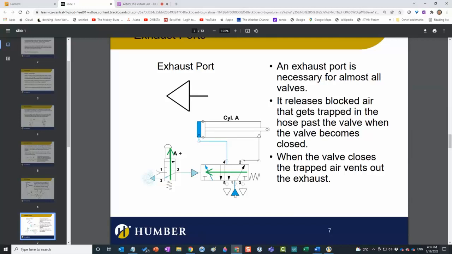Now watch, see what happens. If I have pressurized air in here, it's going to go up here into port 2. It's going to go up here, it's going to go up here, and it's going to make this cylinder retract.